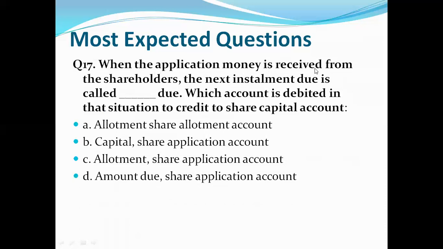When the application money is received from the shareholders, the next installment due is called dash due. Which account is debited in that situation to credit to share capital account? Our options are allotment share, allotment account, capital share application account, allotment share application account, amount due share application account. Let's see what is the correct answer. Correct answer is A, share allotment account. Allotment due, and here it will be a comma and share allotment account. So which account is debited in that situation? Share allotment account will be debited and the next installment is due called allotment due.